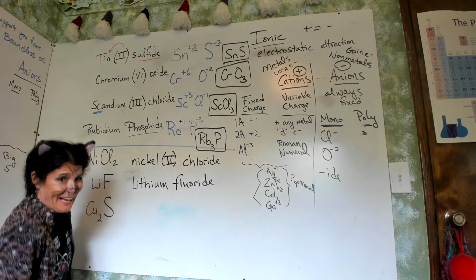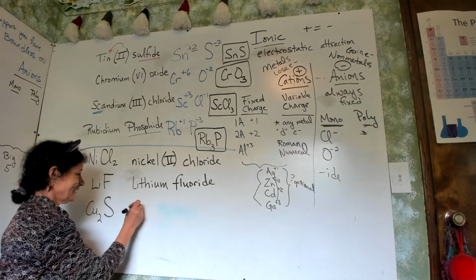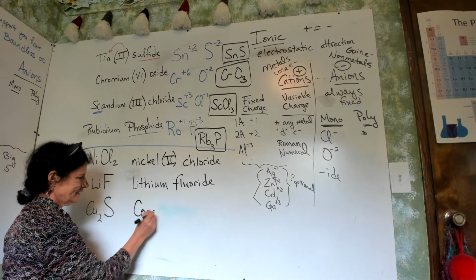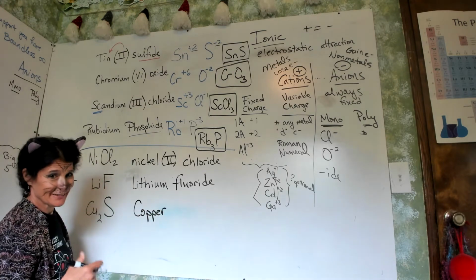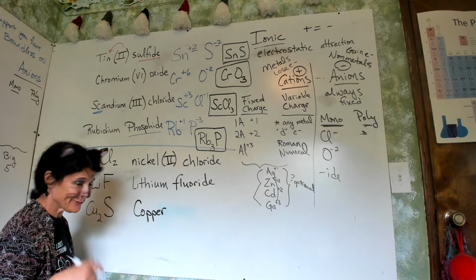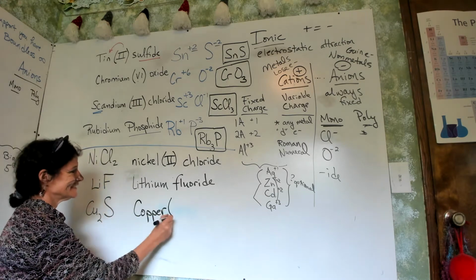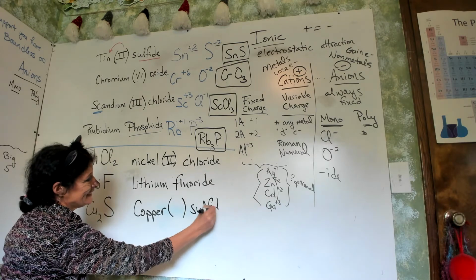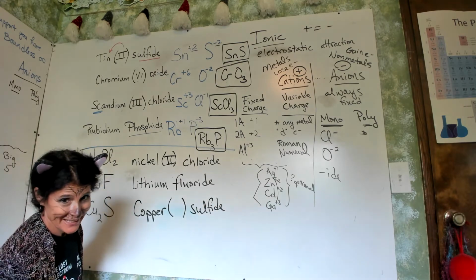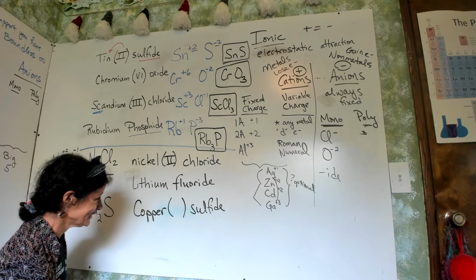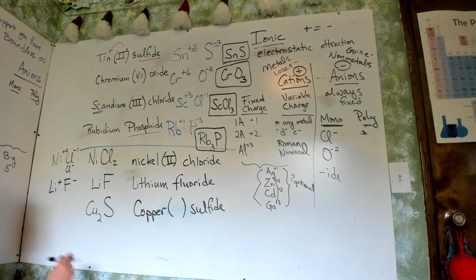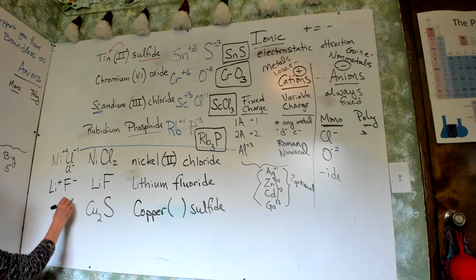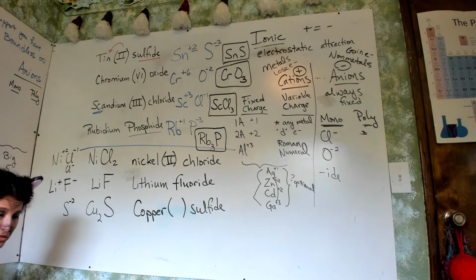Who are we going to call on? Well, after Matthew comes Mark, so copper. He wants me to name it cuprous, so he's kind of showing off here. Sulfur becomes sulfide. He's also wanting me to write it with the formula. Mark's giving me a hard time here. All right. Let's write our ions. Thank you, Mark.